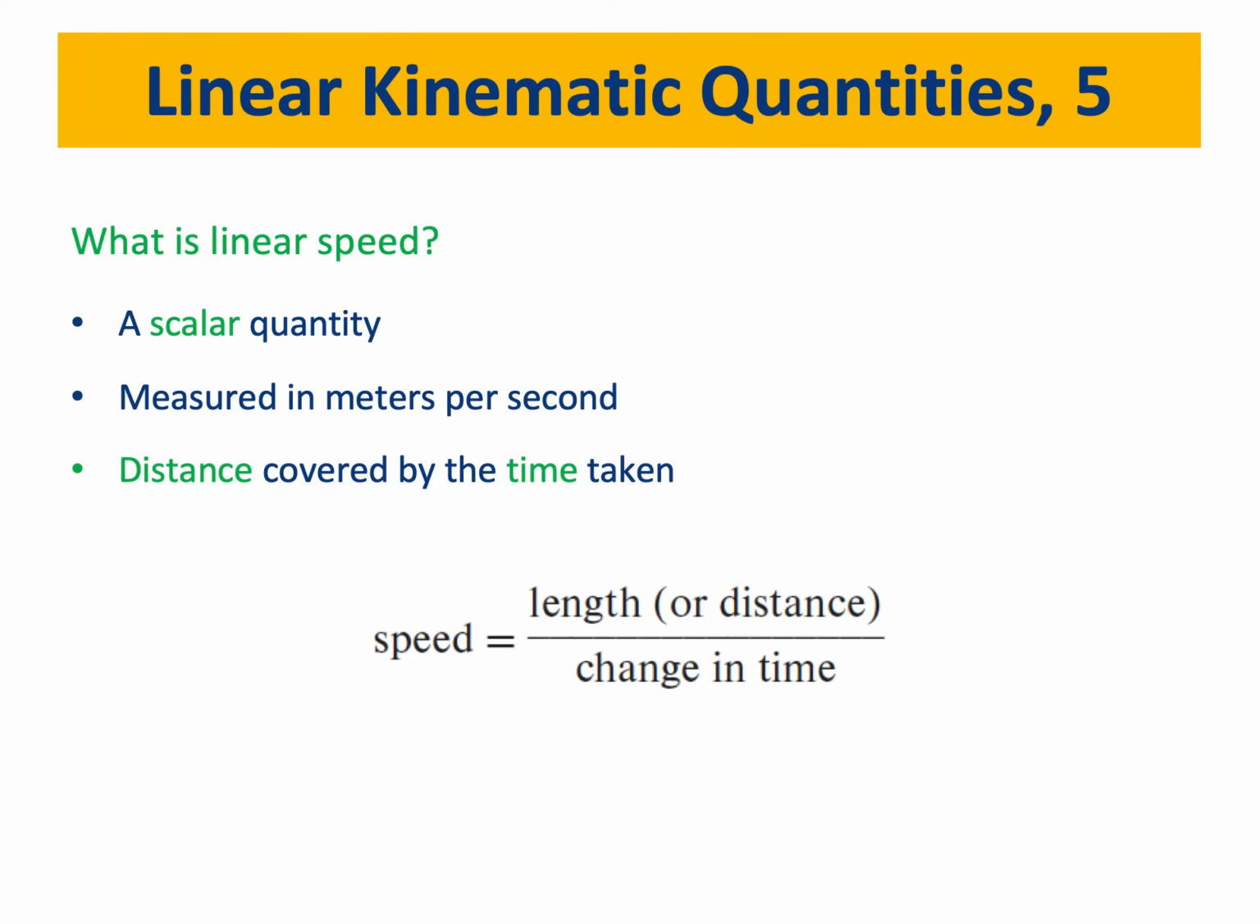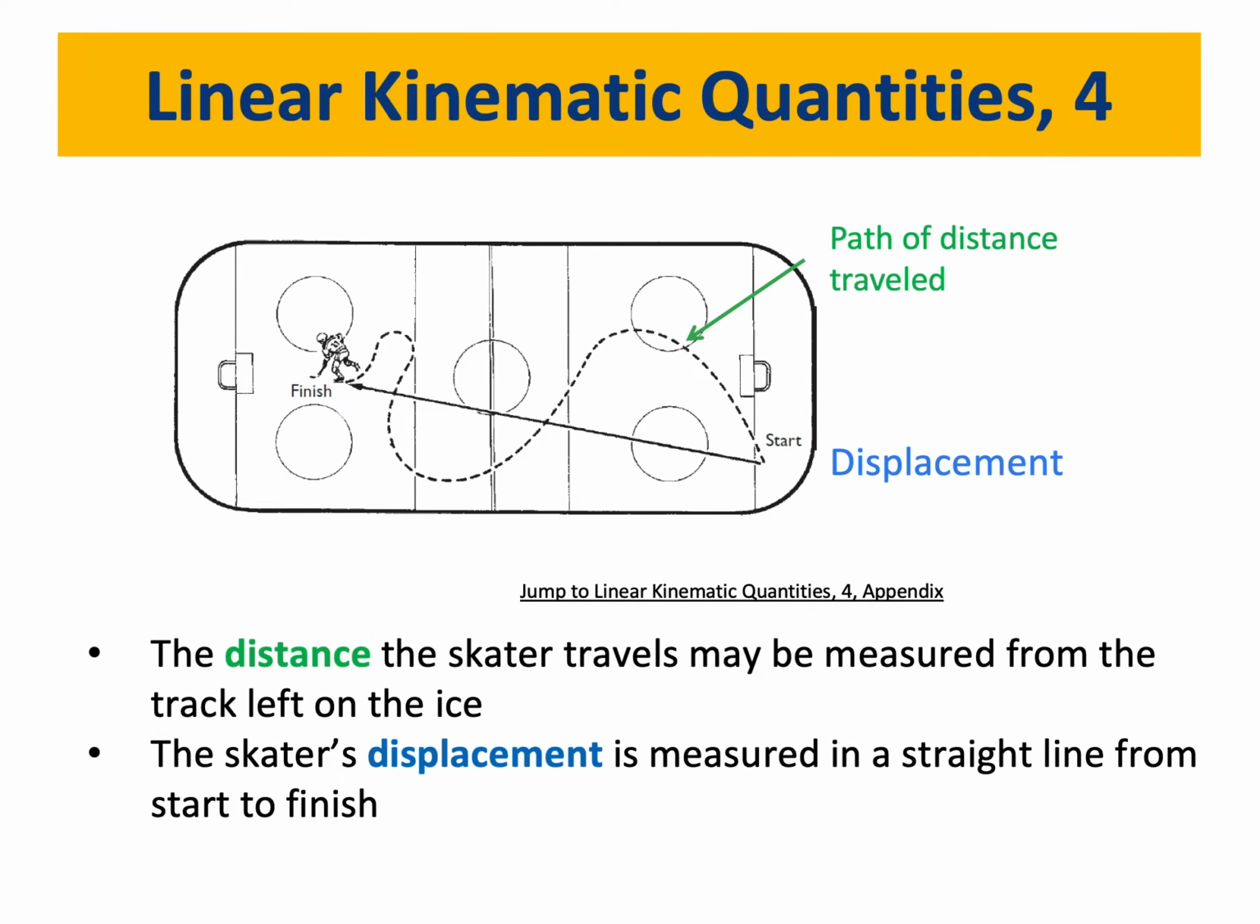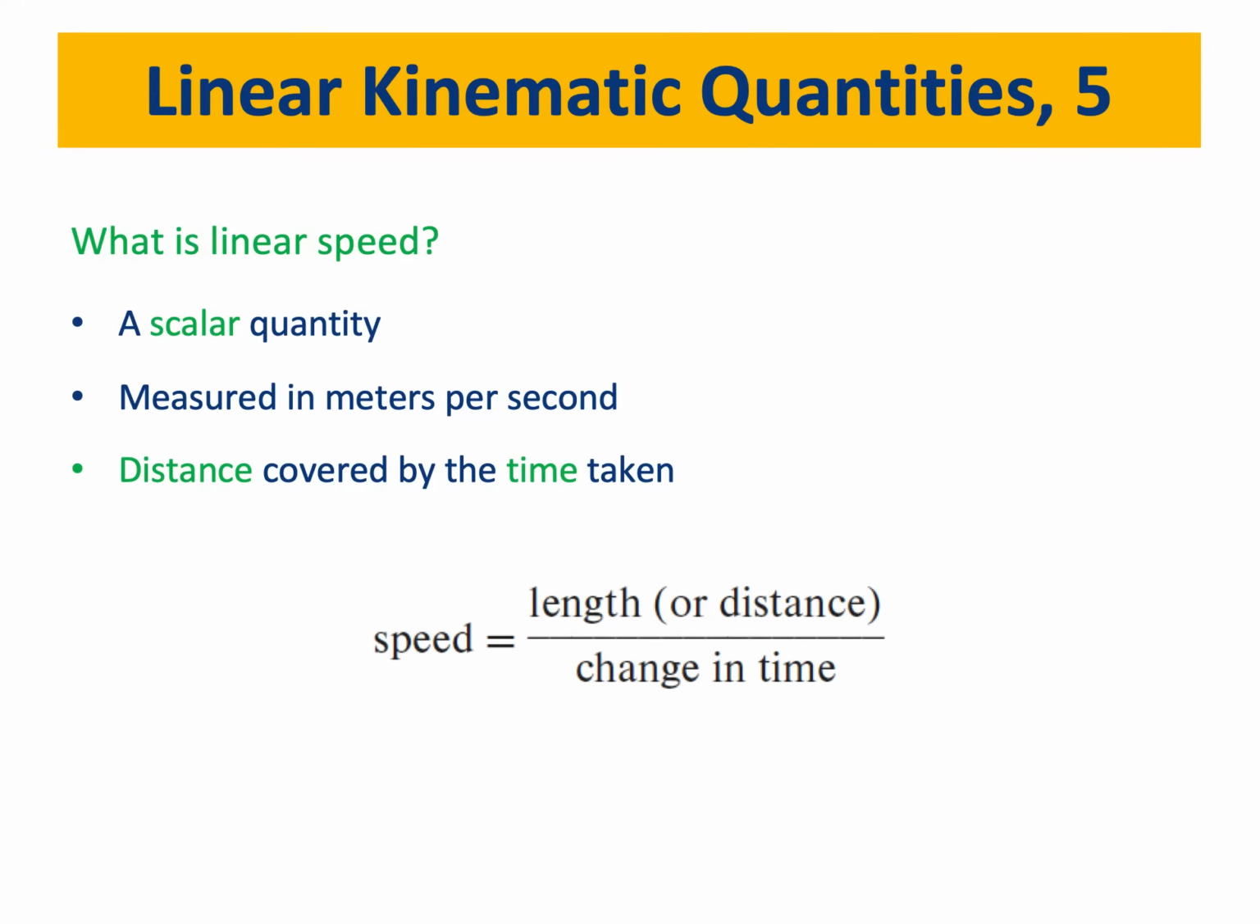Now, if we want to define linear speed: speed is a scalar quantity, measured in meters per second, and it is the distance covered divided by the time taken. If you recall from the previous slide, distance is the path of travel from start to end, which is the dashed line, and it's a scalar quantity. So if you take this distance divided by time, you get the speed, which is another scalar linear quantity.